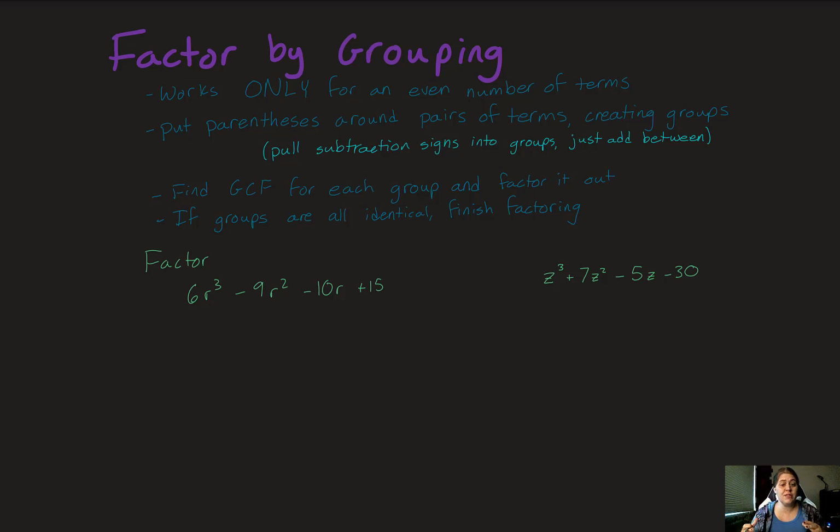You're going to put parentheses around pairs of terms, creating groups, hence factor by grouping. Make sure that you pull subtraction signs into the groups. Just pull subtraction signs into groups, just put them in between, it's fine. And then find the GCF for each group and factor it out of the groups. And then hopefully, if your groups are all identical, you can go ahead and finish factoring.